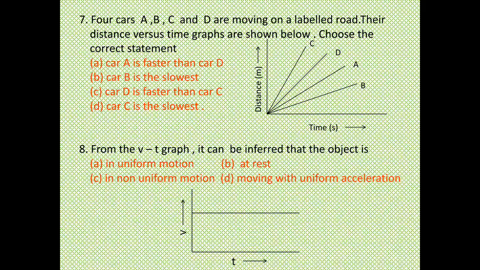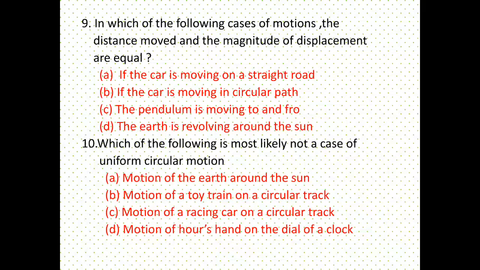Now in question number 8, from the Vt graph it can be inferred that the object is number A, in uniform motion, number B, at rest, number C, in non-uniform motion, number D, moving with uniform acceleration. From the graph we can see that the Vt graph is parallel to the time axis and the velocity is constant at each and every time. So we can say that the body is in uniform motion. Option A is the right answer.